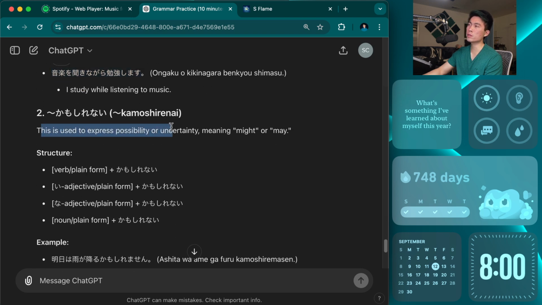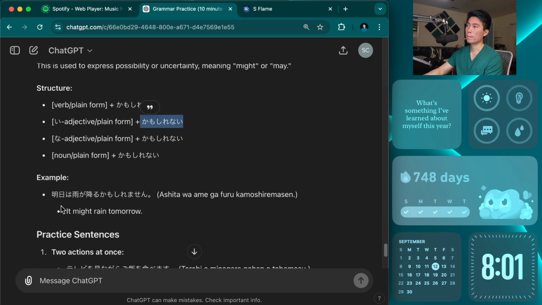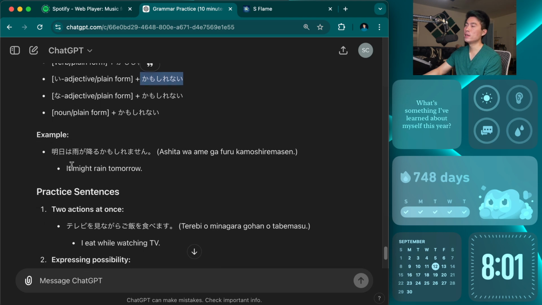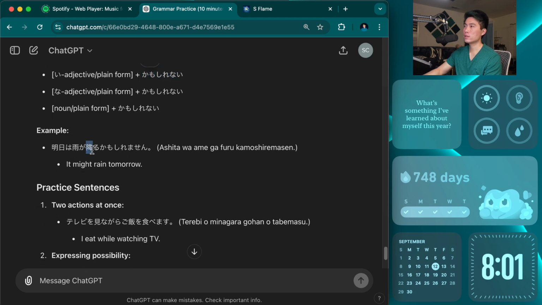This is used to express possibility or uncertainty, meaning might or may. We already know this. かもしれない. Pretty much everything just ends with かもしれない. 明日は雨が... What's this? 降る. 雨が降るかもしれません.